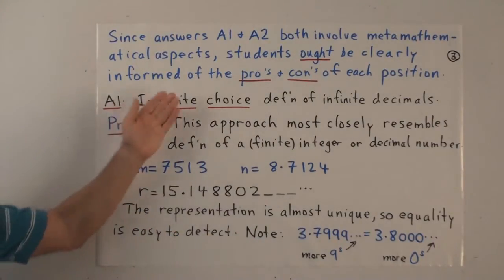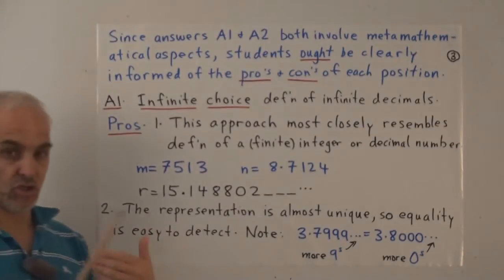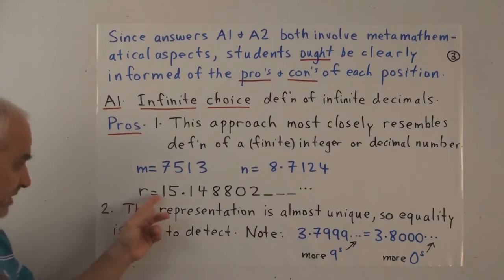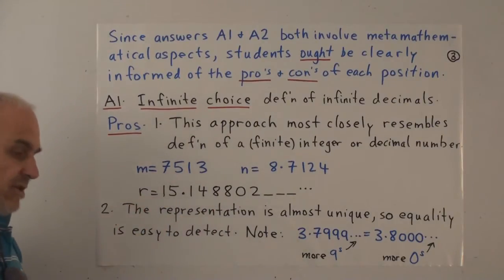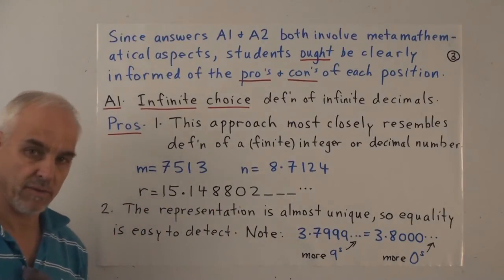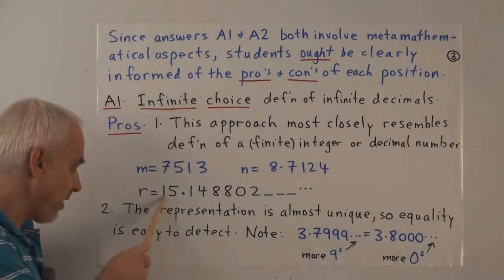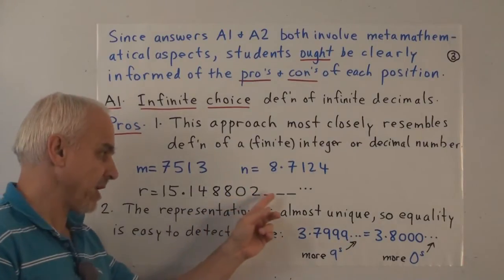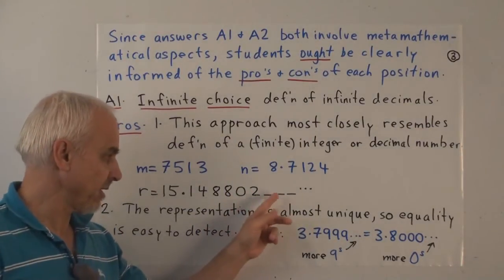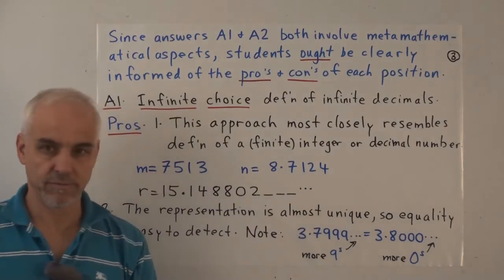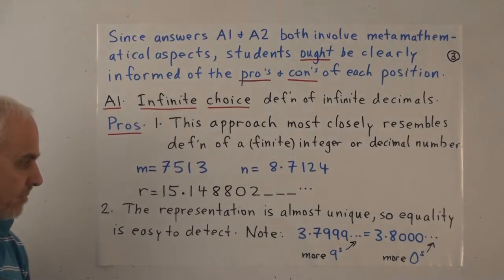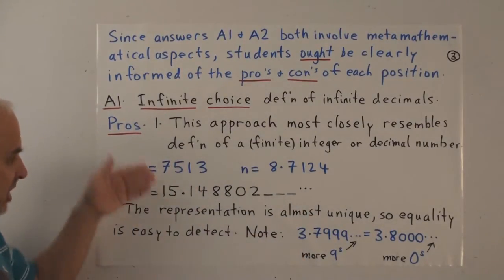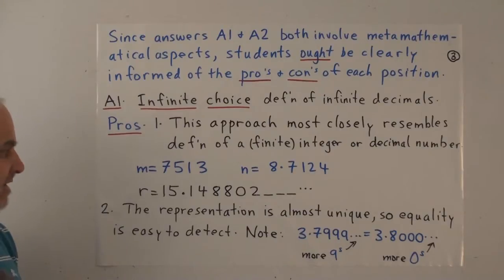And so the infinite choice approach to infinite decimals adopts the same point of view. It says that to specify an infinite decimal, what we need to do is say what all the digits are in the right order. So this is 15.148802, and then we keep on going. Maybe there's a 6, 7, 9, and so on. So the specification of the digits is very much in keeping with what we do with finite decimals.